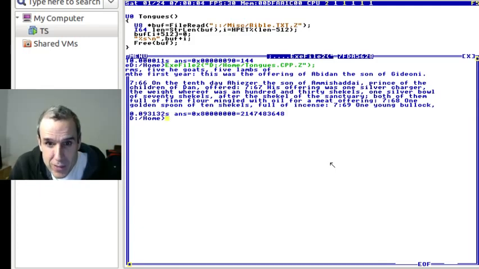5 he-goats, 5 lambs of the first year. This was the offering of Abidan, the son of Gideoni. On the 10th day, Ahizer, the son of Amishadiah, prince of the children of Dan, offered his offering was 1 silver charger.